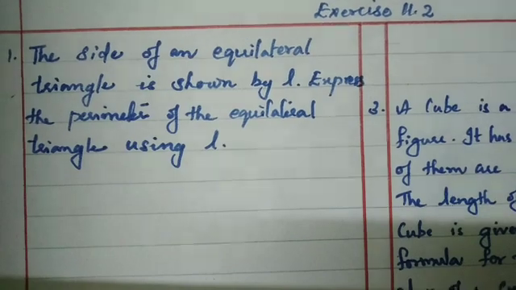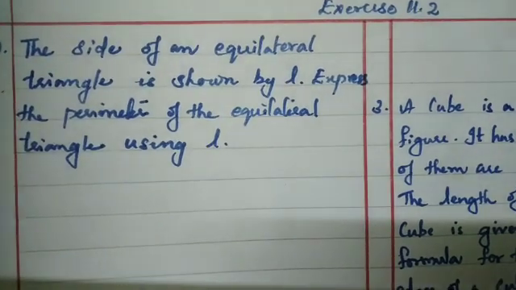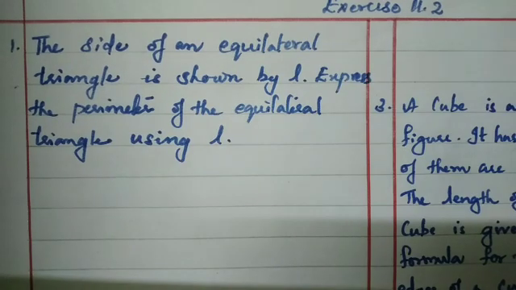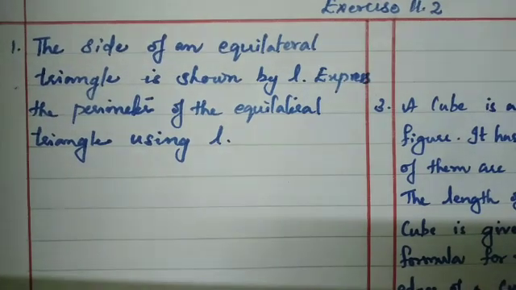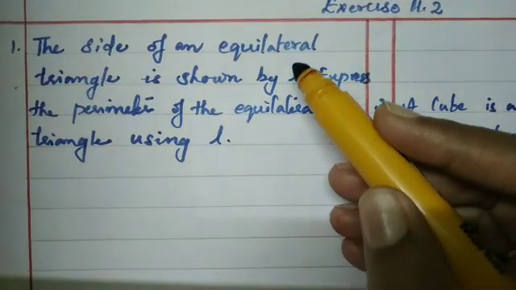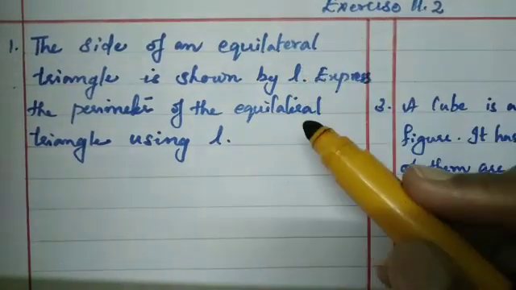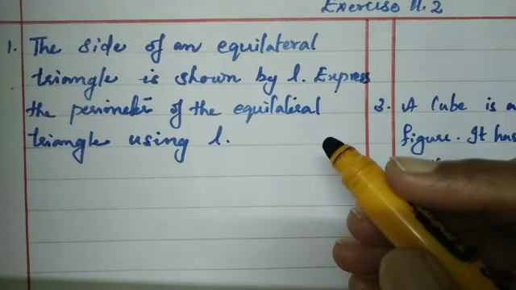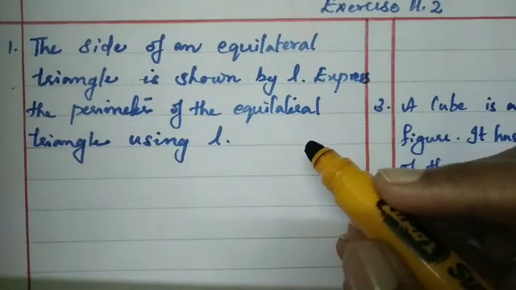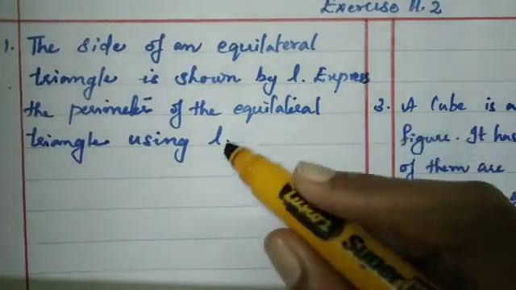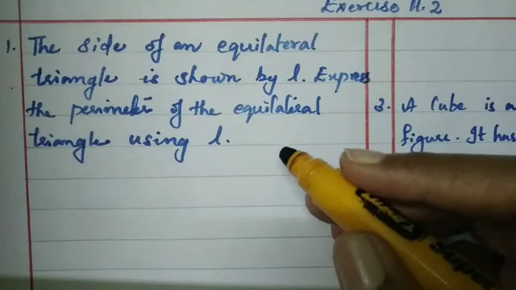Exercise 11.2. Here is the problem. The side of an equilateral triangle is shown by small letter L. So here L is the variable. Express the perimeter of the equilateral triangle using L. We have to express the perimeter of equilateral triangle using the alphabet or variable L.